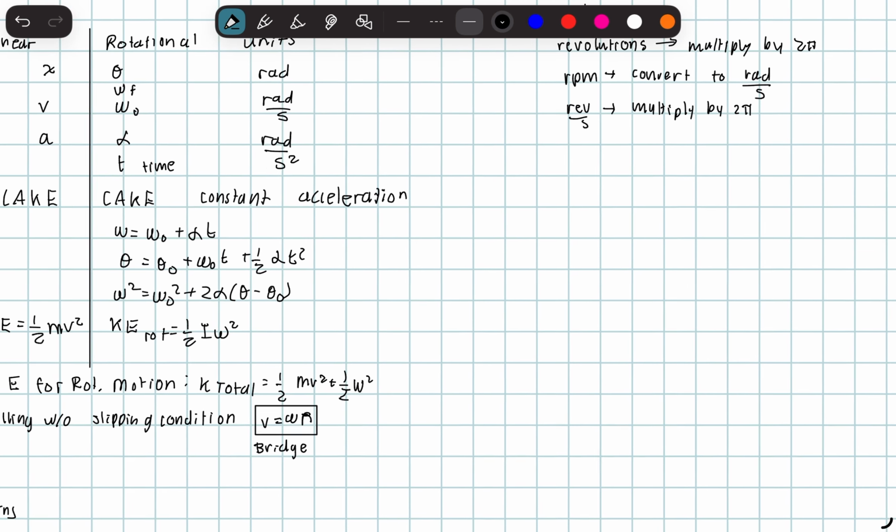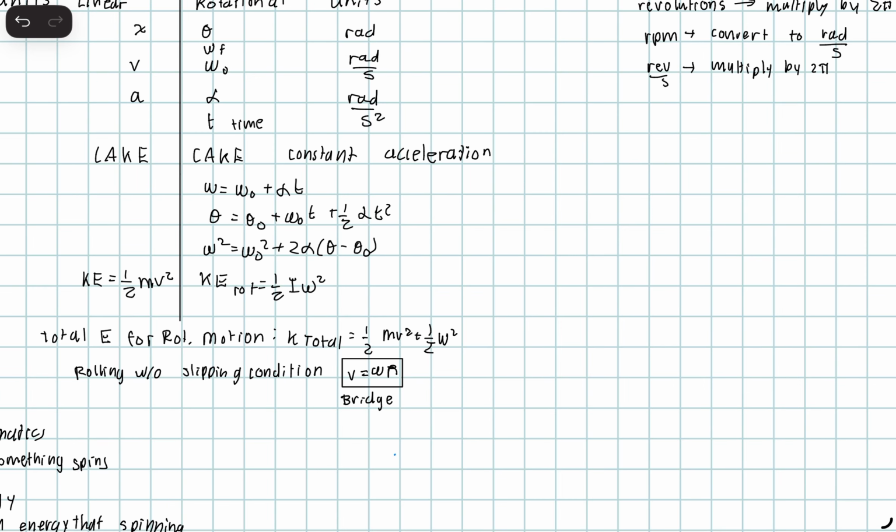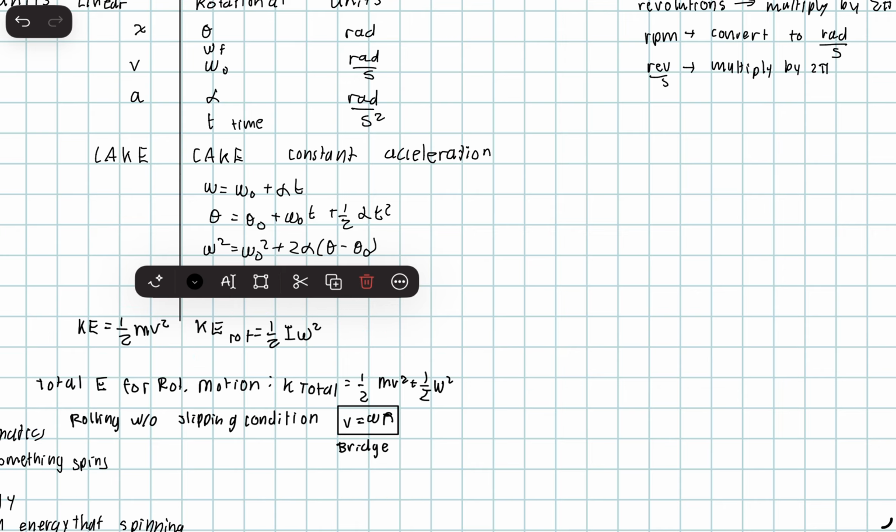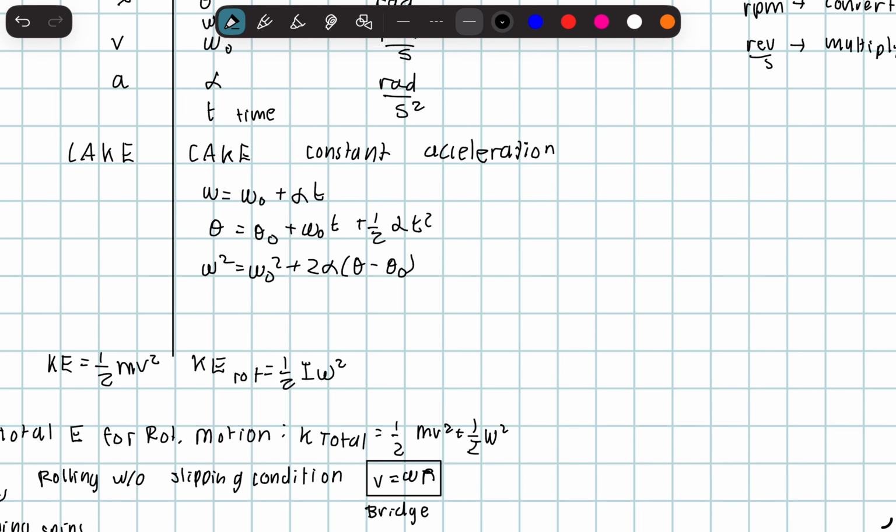So here are our equations. Let's add one more here. We also have the change in theta equals omega final plus omega initial over 2 times t.